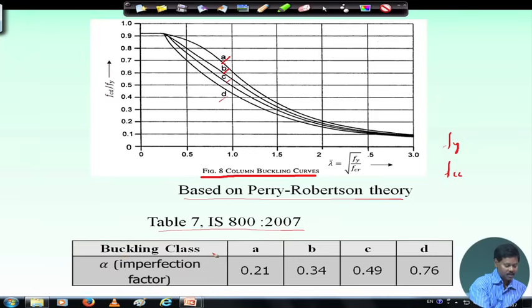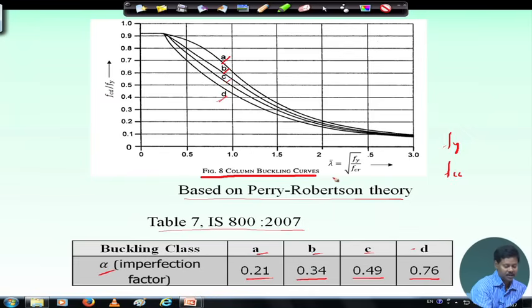We can see here that according to buckling class A, B, C, D, an imperfection factor alpha has been introduced, and this alpha value is 0.21 in case of class A, 0.34 in class B, 0.49 in case of class C and 0.76 in case of class D. So, according to buckling class, the imperfection factor has been proposed, and according to that imperfection factor, the column buckling curves for class A, B, C, D have been derived.